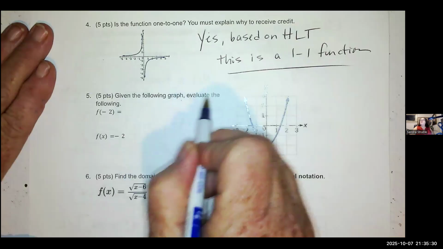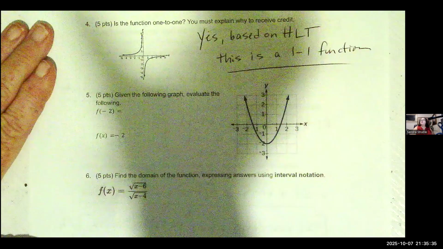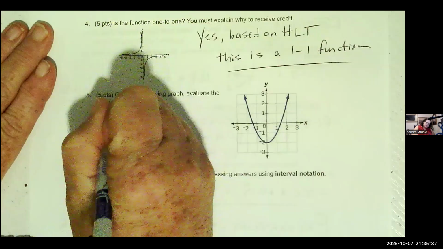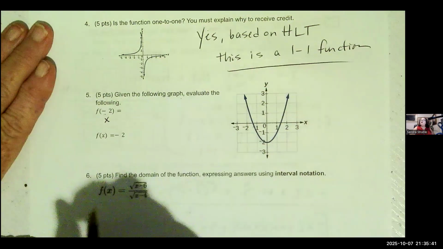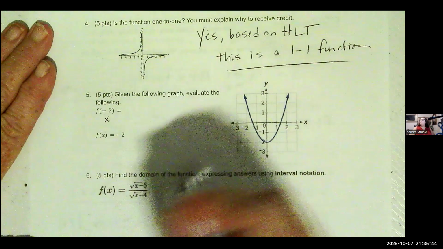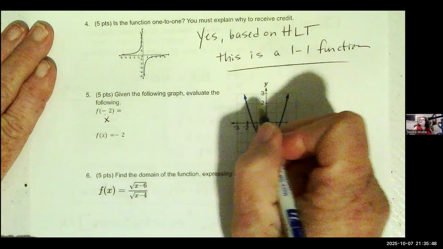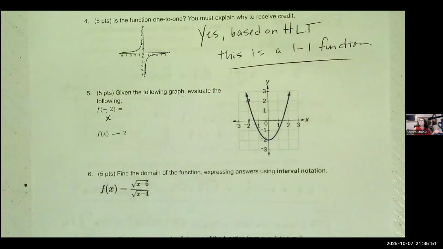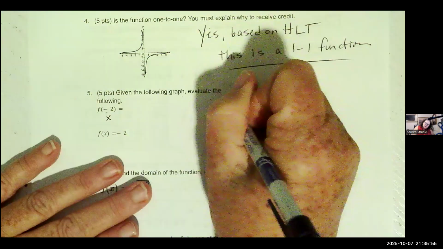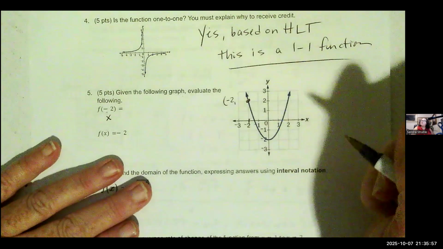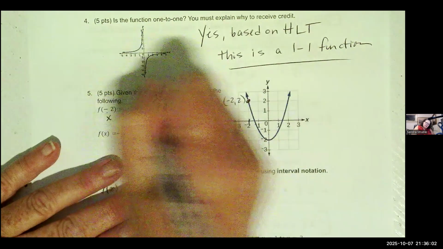Given the following graph, evaluate the following. f of -2. Let me turn off my light here. There we go. So this means when x is -2, what is the y value on the graph at that point? So find where x is -2 right here. Find that on the graph, happening right here. What is my y value there? If I were to write an ordered pair for this, this would be -2, what? And that's the y value. In this case, it's 2. So f of -2 is 2.